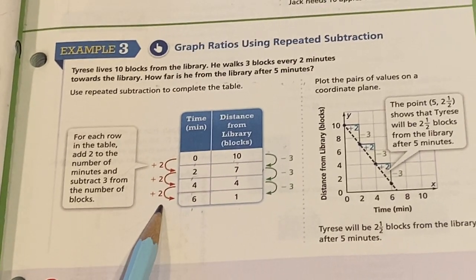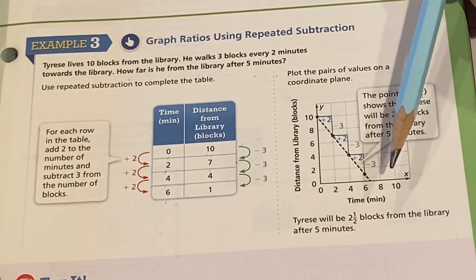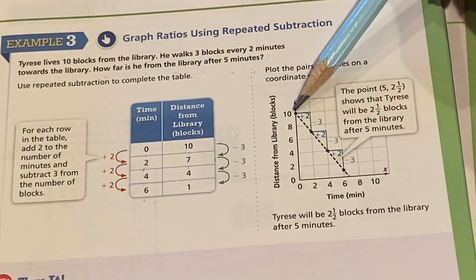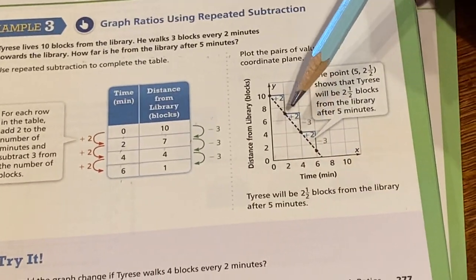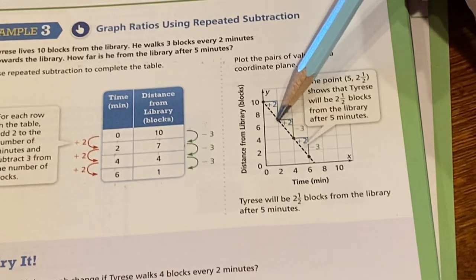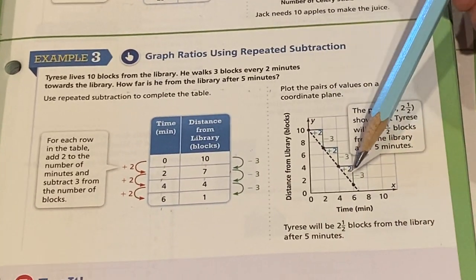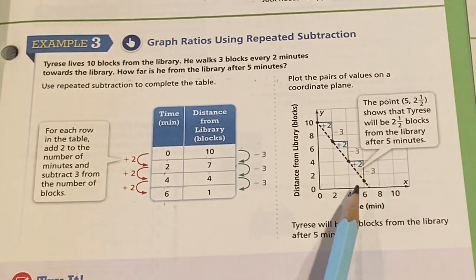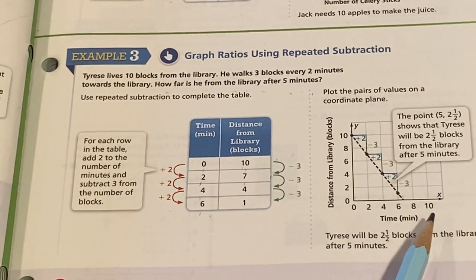Let's start by plotting the points. You can see they put them on the graph. The first one is 0, 10. The second one is 2, 7, and then 4, 4, and then 6, 1. So you're going over 2 and subtracting 3 each time.